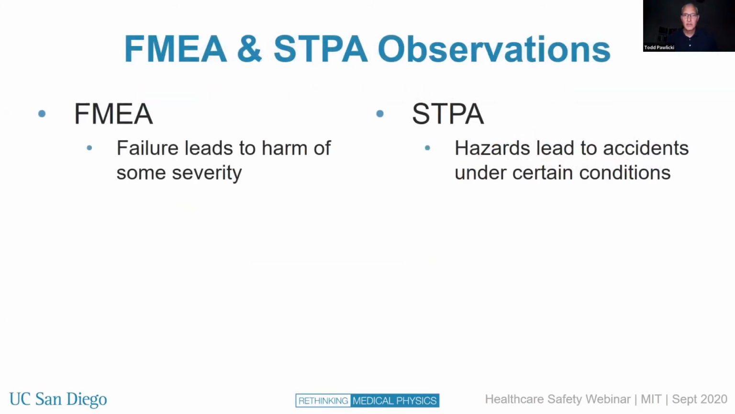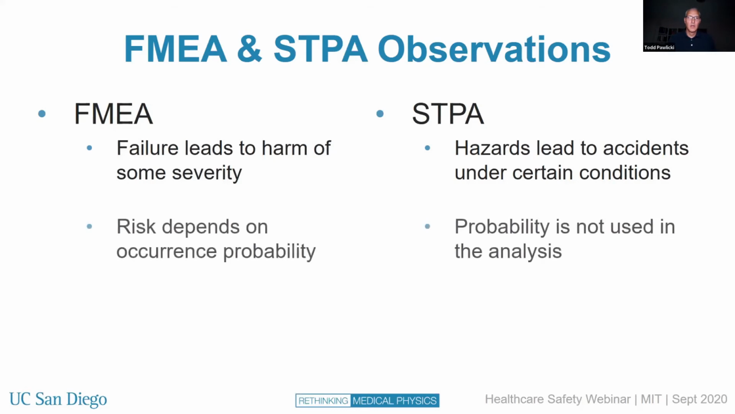Some observations that we can make between FMEA and STPA. FMEA is very clear: you're looking for failures that lead to harm of some severity, whereas in STPA, you're looking for conditions that lead to hazards, which then may lead to accidents.